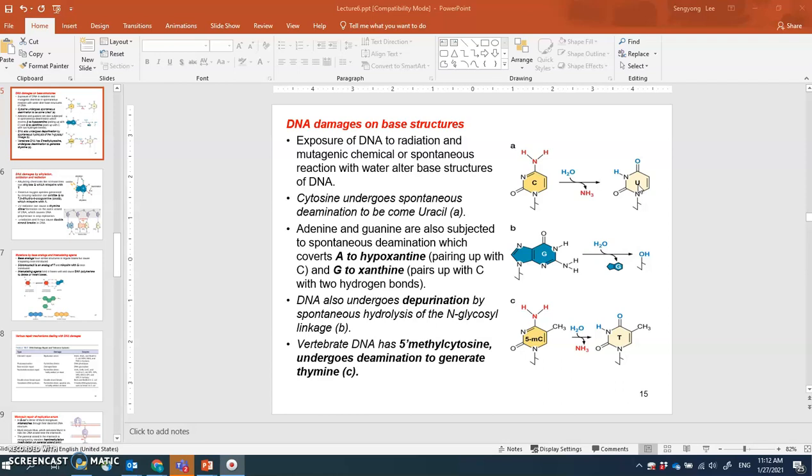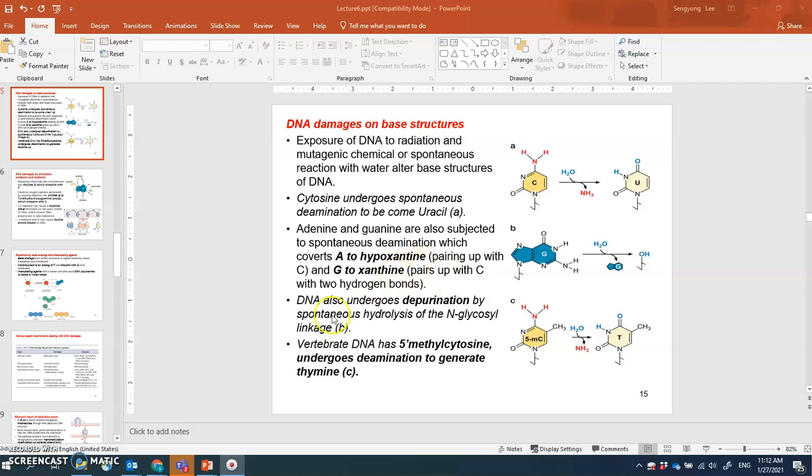So that's a mutation. Another example is that adenine and guanine can be subjected to spontaneous deamination as well, which will convert adenine to hypoxanthine, a different base, and hypoxanthine can pair up with C instead of T. So if A is converted to hypoxanthine, it's going to pair up with C. And if G is deaminated, it's going to become something called xanthine, and xanthine will pair up with C with 2 hydrogen bonds instead of the triple hydrogen bond. So it's going to make some changes.